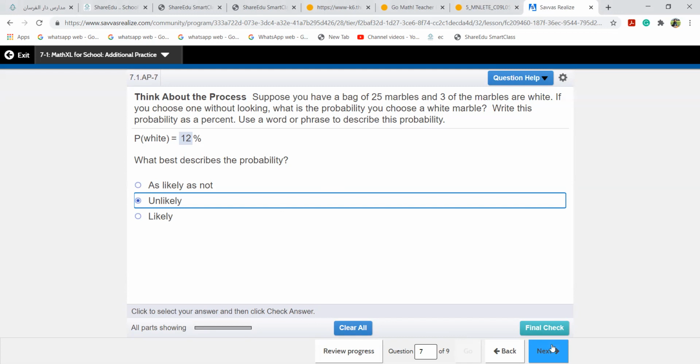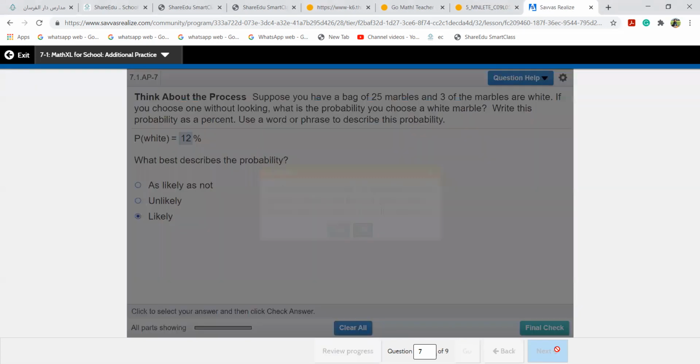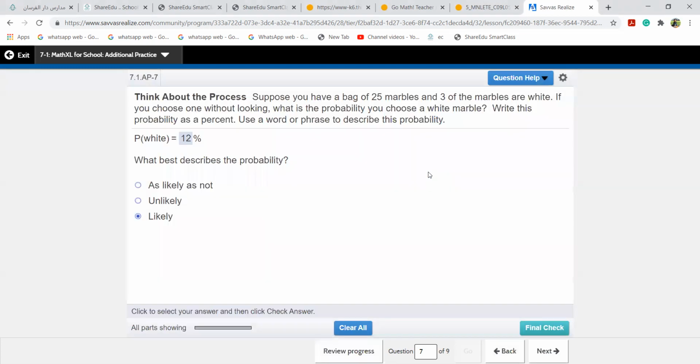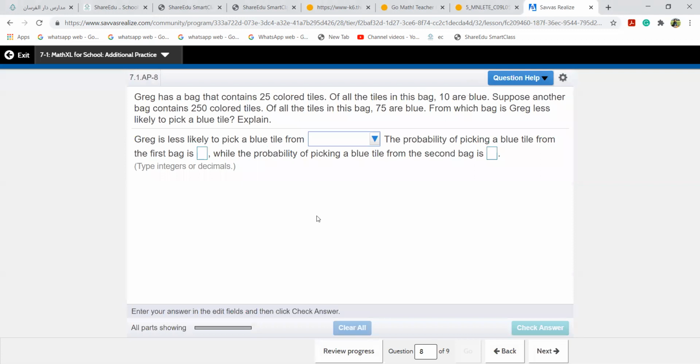Got it? I'll put a wrong answer so that I get an easy question, because if I put a correct answer, I'll get a more tough question. This is how it happens on this website.